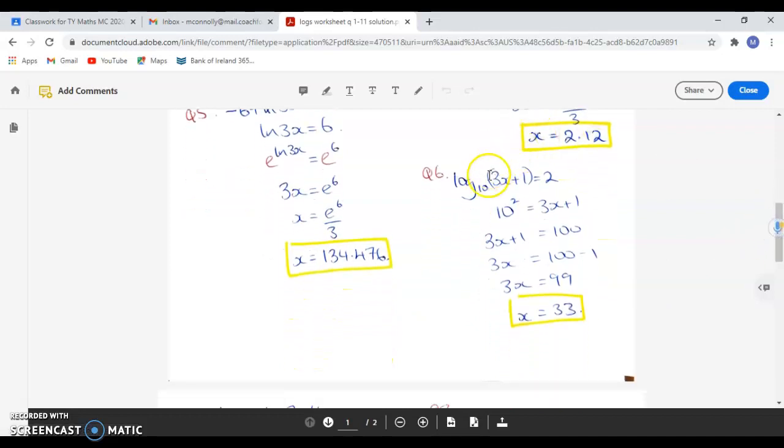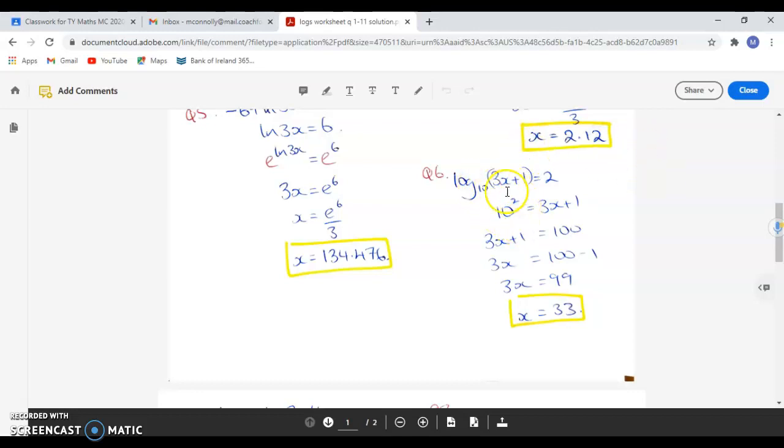On to number 6. So in the question, it didn't have any number written there, but what we said this morning in our online class was if there's no number there, put a 10. So log with nothing there is the base 10. Then you're using your rule, the base stays the base, and these two switch. So the base is staying the base, so 10 is 10.